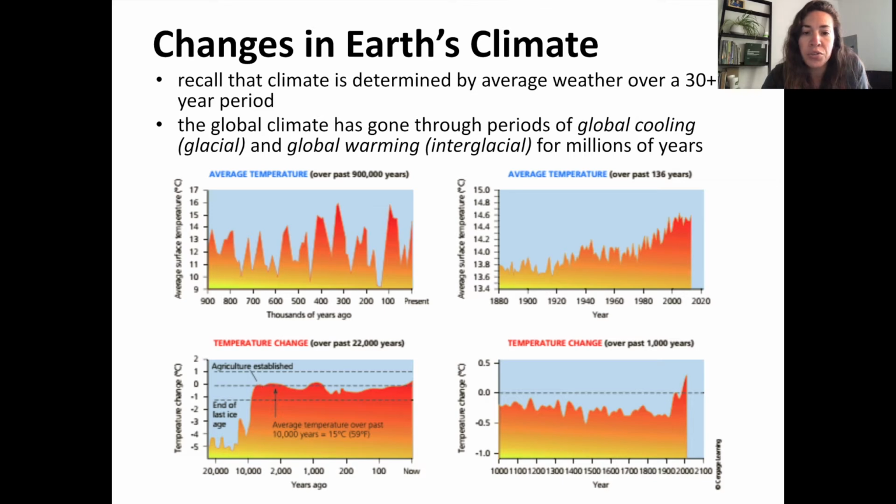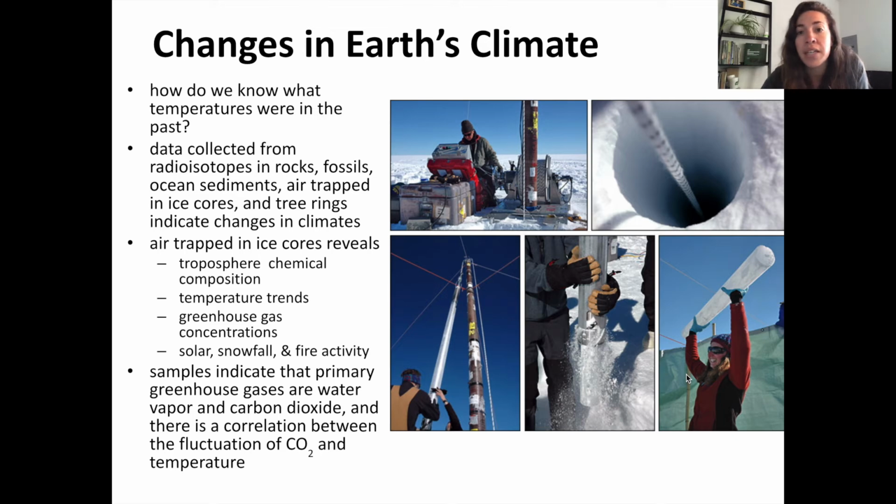But if we were to narrow down our time scale that we're looking at, the climate change patterns that we're observing have happened over the last 200 years. And we're starting to see major shifts beyond what we would have seen naturally. So how do we know what the temperatures were in the past? A lot of people ask this question.